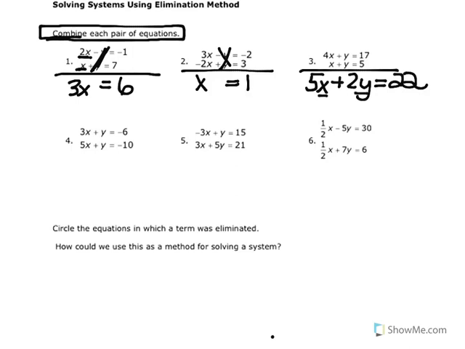Now I want you to add the other three. Try and do that without my help. See what you can do. Add those equations together and hit pause and do it yourself.